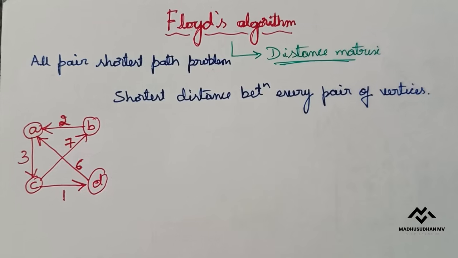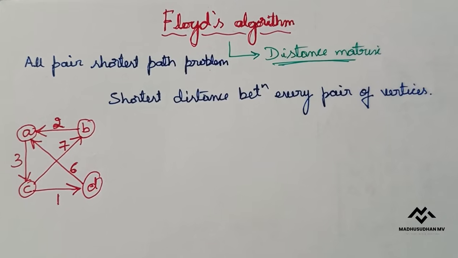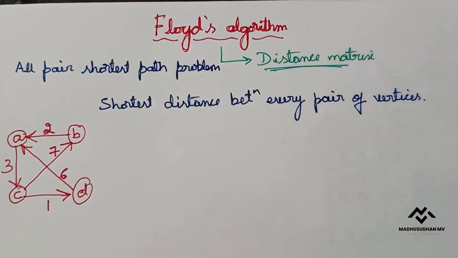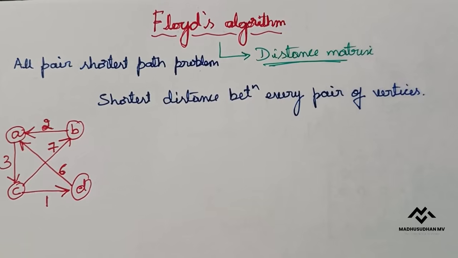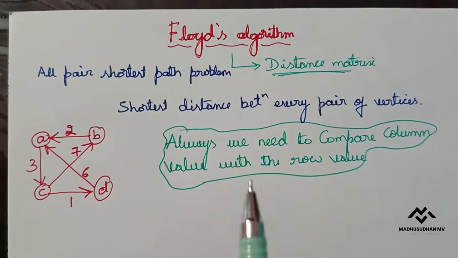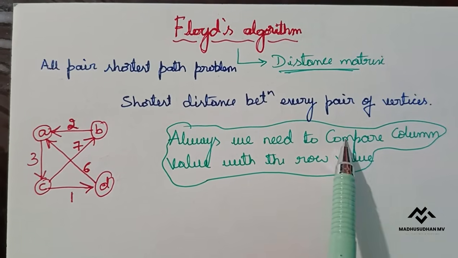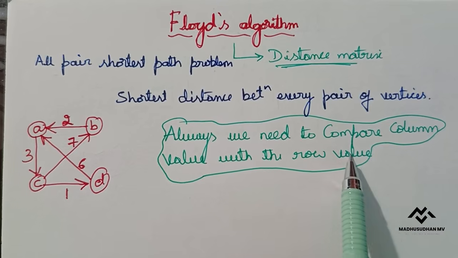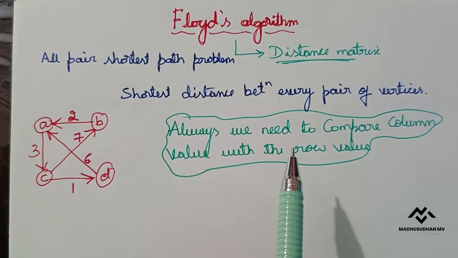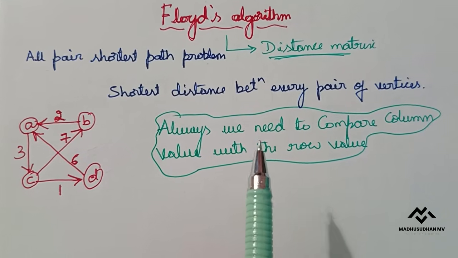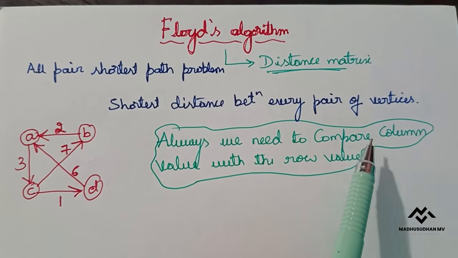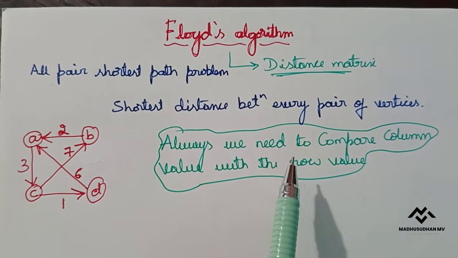For that, the concept we used in the Warshall algorithm, we always compare the column value with the row value. The same concept is used here also. So always we need to compare the column value with the row value only. This we have to use. If you change this order, you will end up with the wrong answer. So remember, for both the Warshall as well as the Floyd algorithm, we need to compare the column value with the row value only.